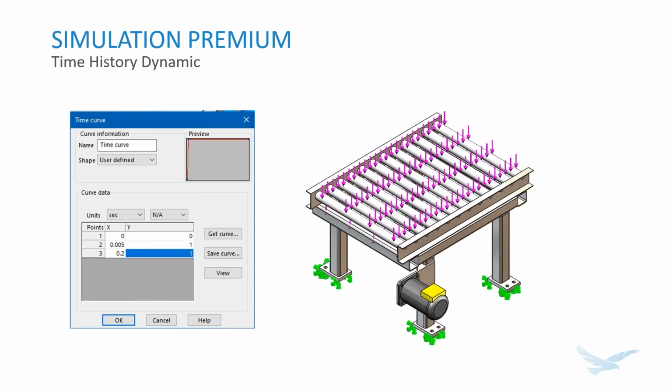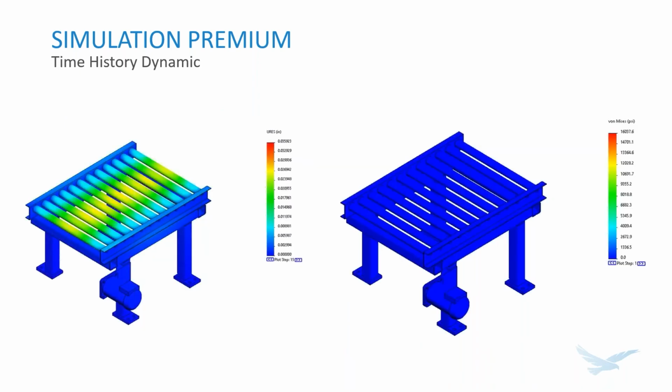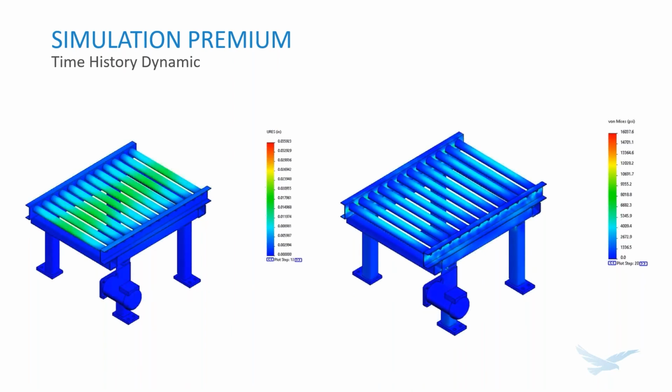In this case, it's 1,000 pound force per roller that's onset in 5,000ths of a second, applied to each roller like before, and we can actually run this and view the results in the time domain, so the full set of transient results, and see the full structural response over the time domain that we defined, which in this case is 0.2 seconds. We've got the displacement on the left and the stress on the right.